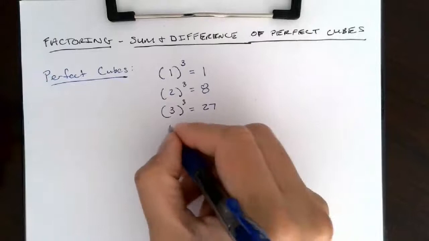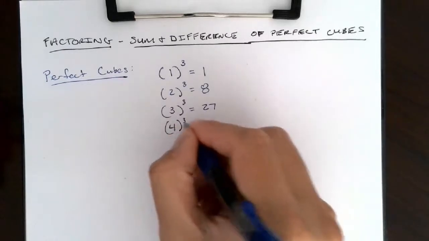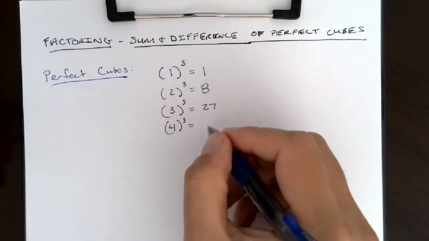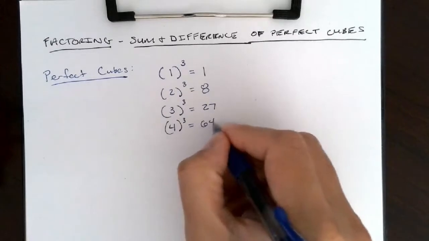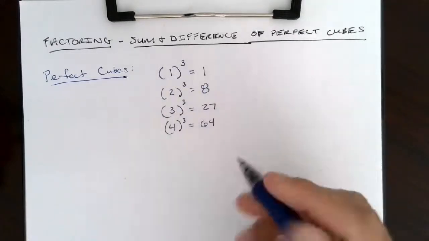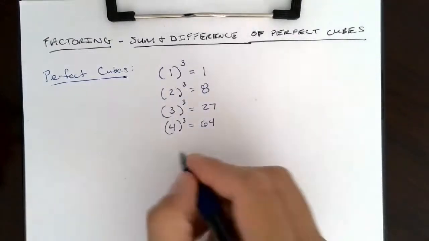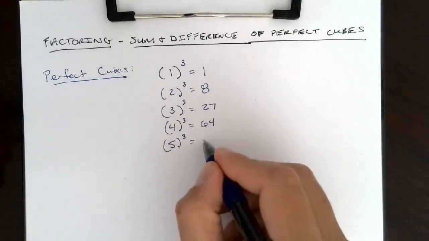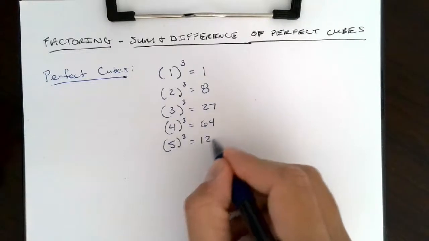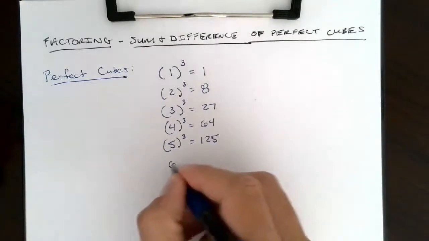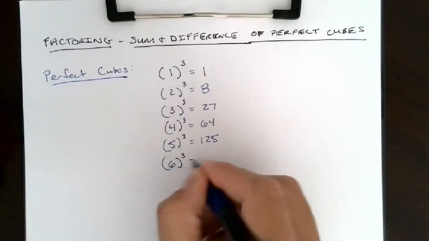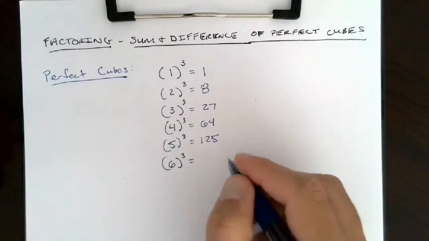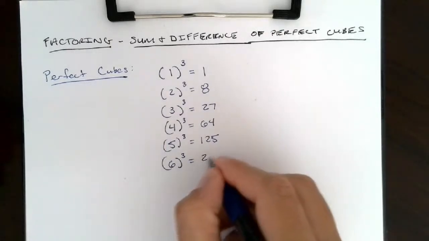You could continue like this. If I had 4 to the third power, 4 times 4 is 16, times another 4 is 64. You could always use your calculator to raise it to these exponents. 5 to the third power, just taking a look at a few more, would be 5 times 5 times 5, which is 125. And 6 to the third power would be 6 times 6 times 6, which would be 216.